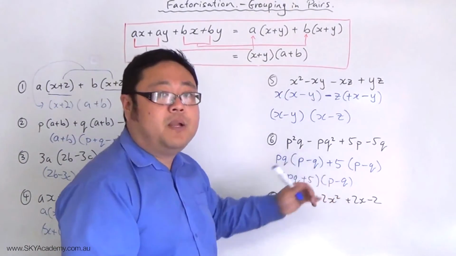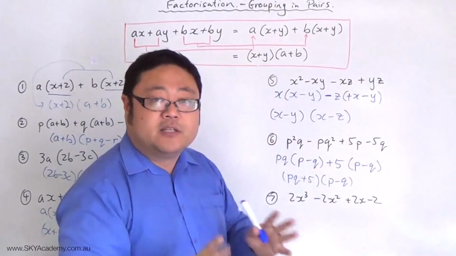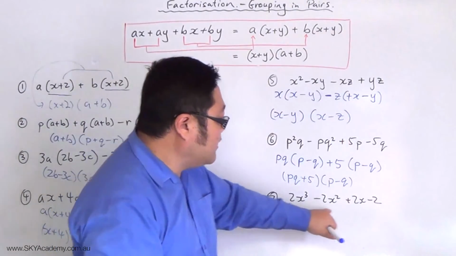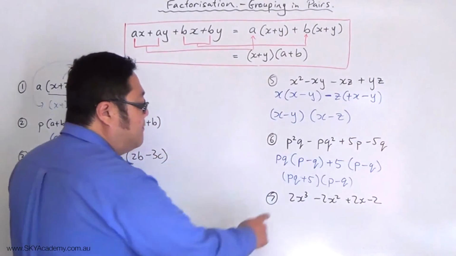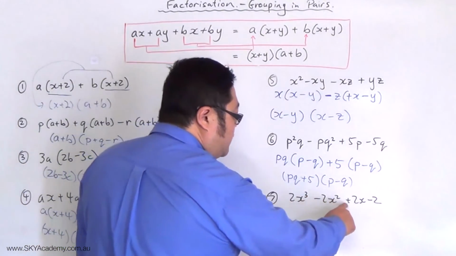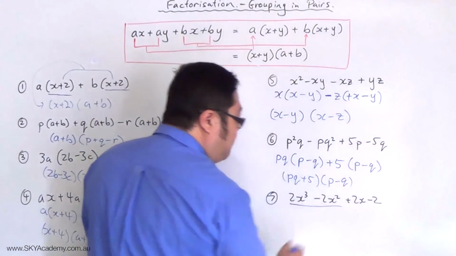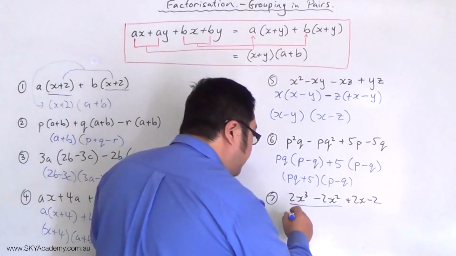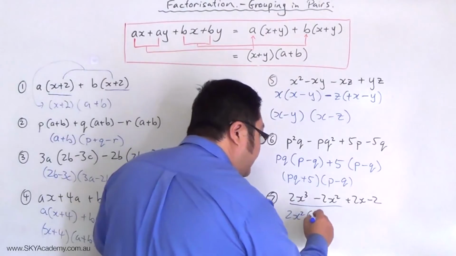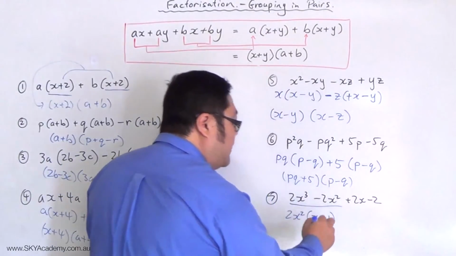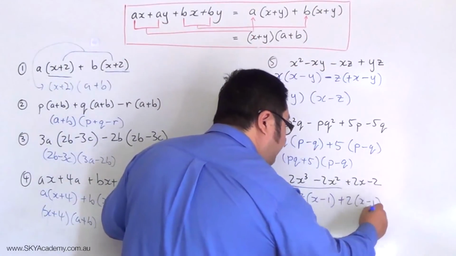Because when you multiply, you can do a times b, or you can do b times a, and it'll still be the same thing. Let's have a look at this expression, because it does look like you can't really do it with this one. 2x cubed minus 2x squared plus 2x minus 2. Well, let's have a go. What's common to both is 2x squared. You take the 2x squared out and you're left with x minus 1. And you take the 2 out and you're left with x minus 1.